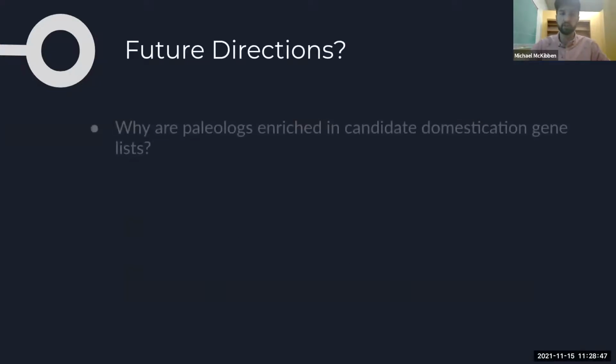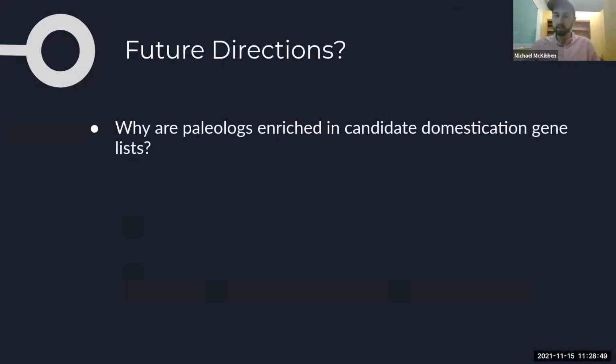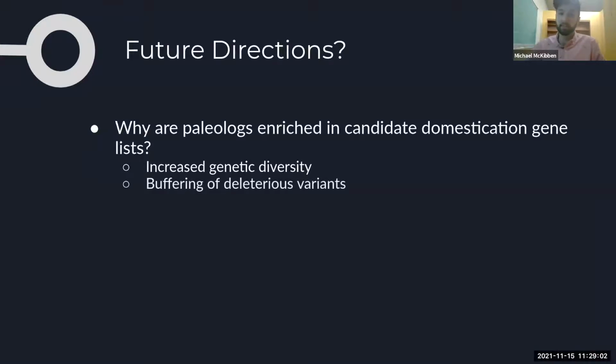For future directions, I want to know why Paleologs are enriched in these domestication gene lists. Our previous work in Brassica rapa noted that Paleologs have increased levels of genetic diversity. However, we don't know if that is true for other species. Similarly, Paleologs may be buffering deleterious variants.